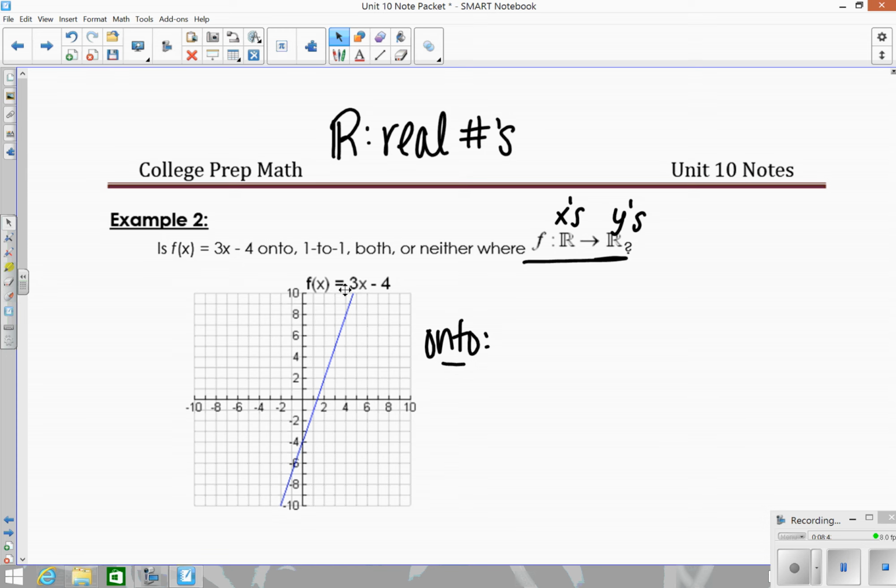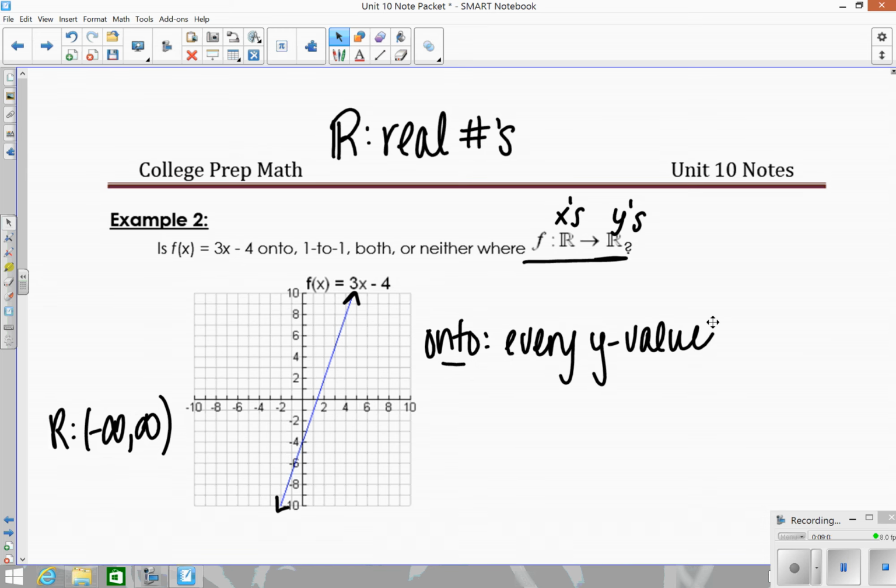So when you scroll up and down this, remember this is a line, so it's going to go on forever. If you think about the range of this function, the range is going to be negative infinity to positive infinity, which means all real numbers are going to be used. So all y values are going to be used. So yes, it's going to be onto because every y value is going to have something going to it. So every single y value, if you move up and down the y-axis, is going to be used at some point. So that means it's onto.